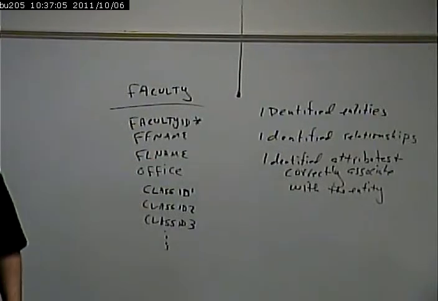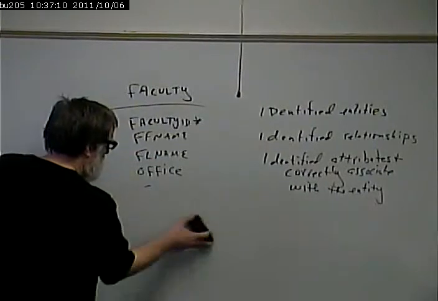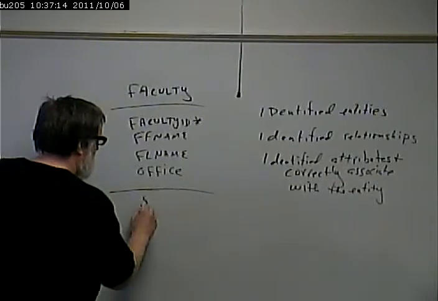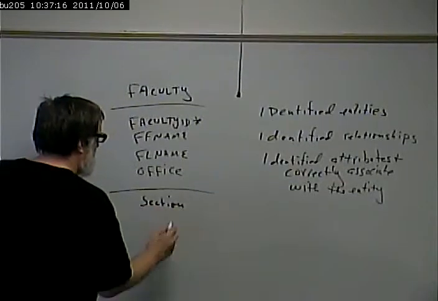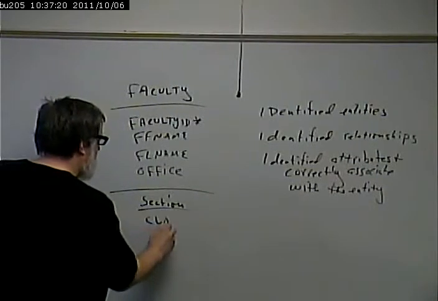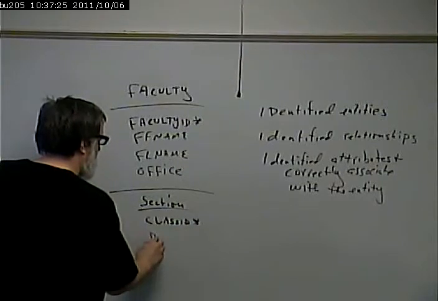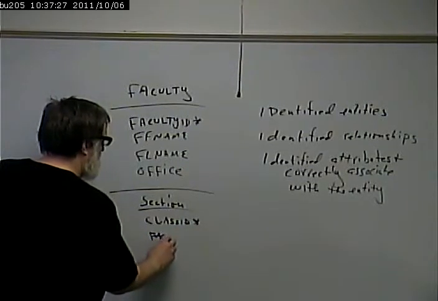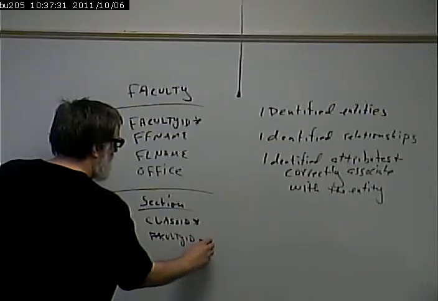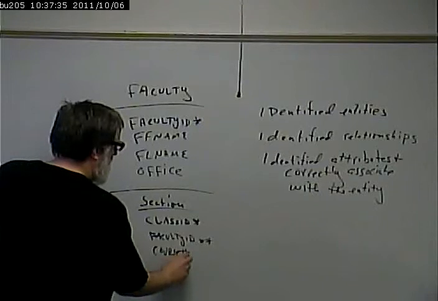So what would you break that into then? You'd break it into maybe like this, maybe a section table that maybe had the class ID as a primary key and the faculty ID as a foreign key. And then maybe the course number as an attribute.